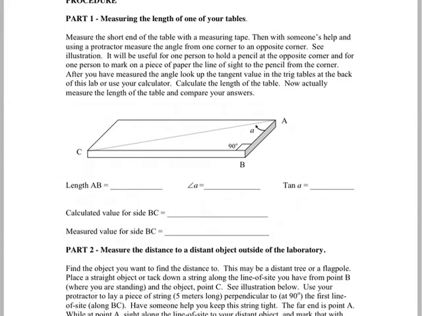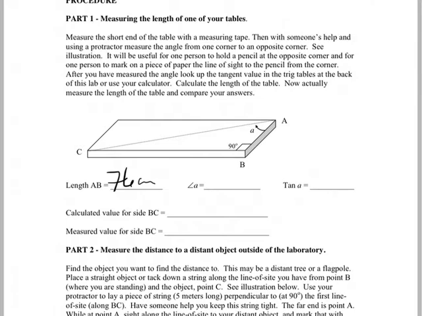So I want you to go find a table in your house. It could be your dining room table or anything, as long as it's a rectangular table. And the first thing I want you to do is measure the short side of the table. So I did that on my table, and it was 76 centimeters long.